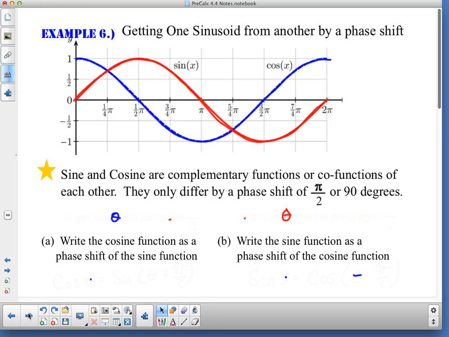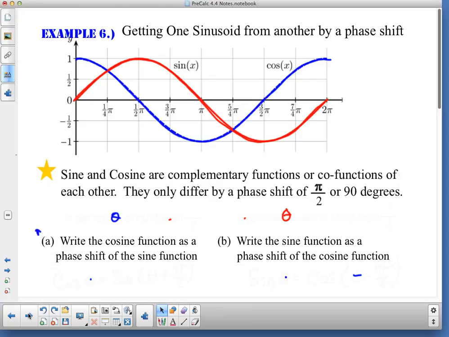Now, we're going to look at getting one sinusoid from another by a phase shift. And this phase shift idea is kind of interesting. Sine and cosine are complementary functions and are co-functions of each other. They only differ by a phase shift of pi over 2 or 90 degrees.